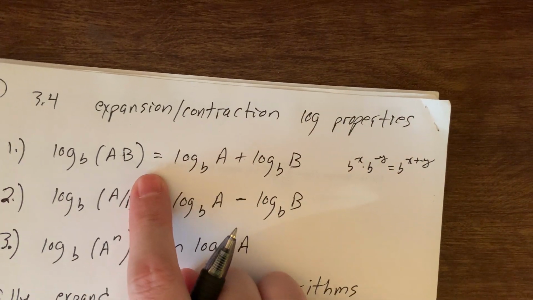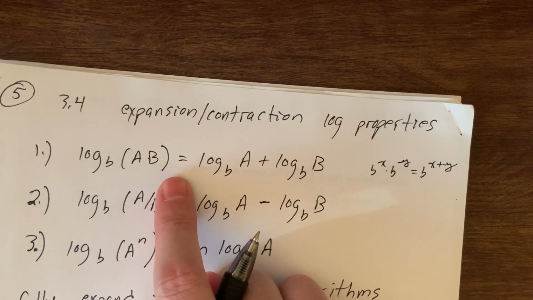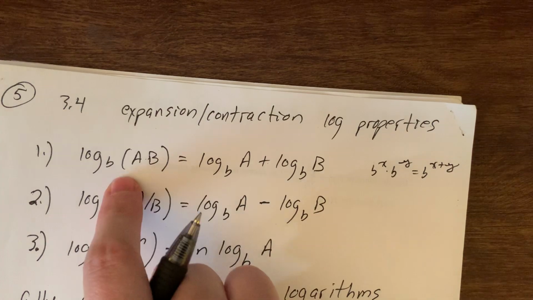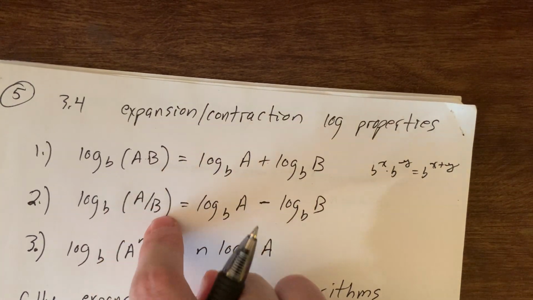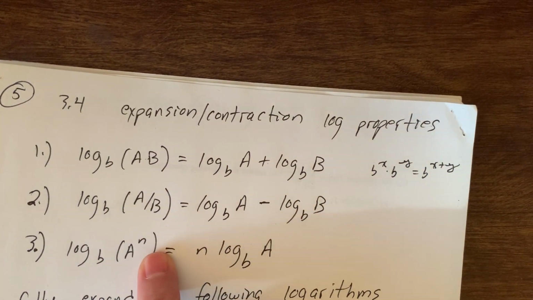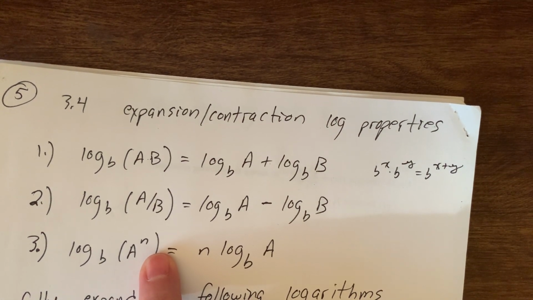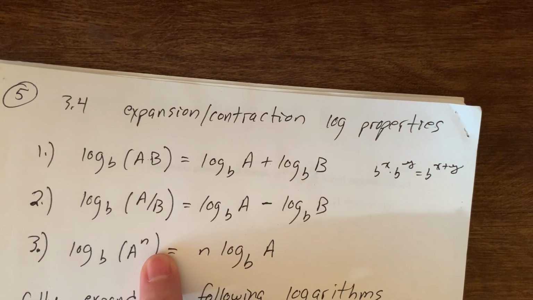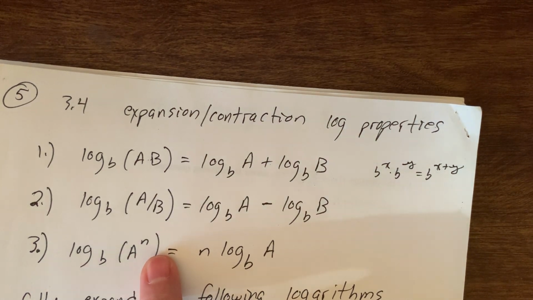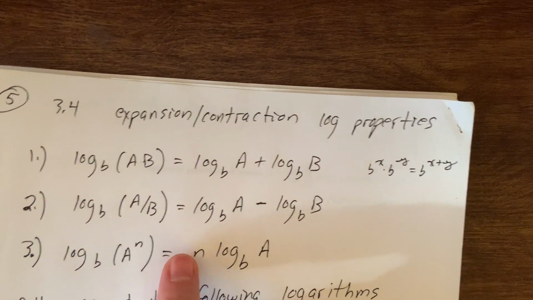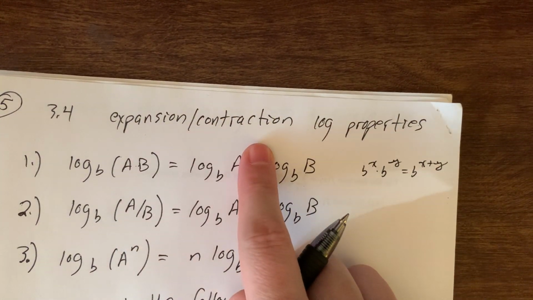Now back to these 3 properties. Our book does these one at a time. They formally call this the product rule because you have a product inside your log, the quotient rule, the power rule. I don't like to use those names. For those of you who move into calculus next semester, you will hear those with respect to derivatives, so I don't like to create confusion. We shouldn't use the same name for 2 different things. So I just prefer to call these the expansion and contraction properties.